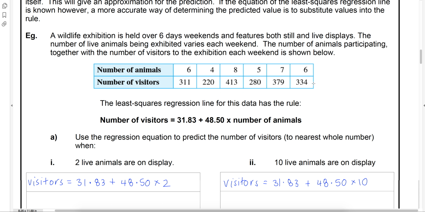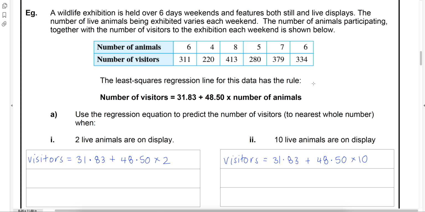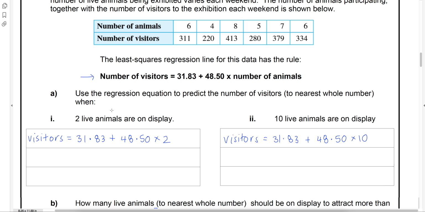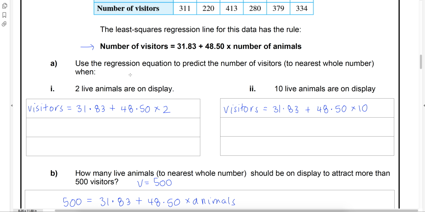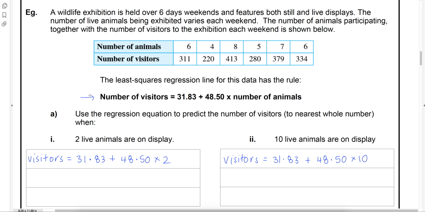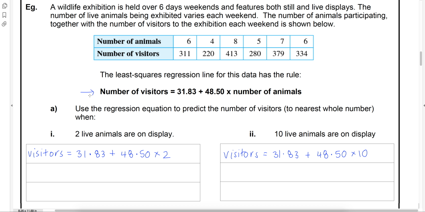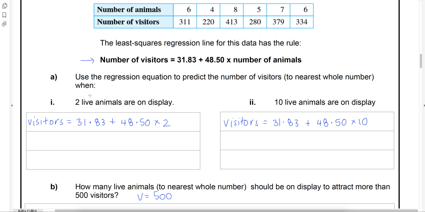Okay, here we have some data, and we have number of animals, number of visitors, and we've actually been given the rule. Here it is here. We've been given the equation for this particular relationship or association. What we want to do, you'll see it says use the equation to predict the number of visitors to the nearest whole number when there are 2 live animals on display. So here it's talking about animals at an exhibit, whether there are some live animals there. That is obviously going to draw more visitors, hence why we have a positive relationship here.